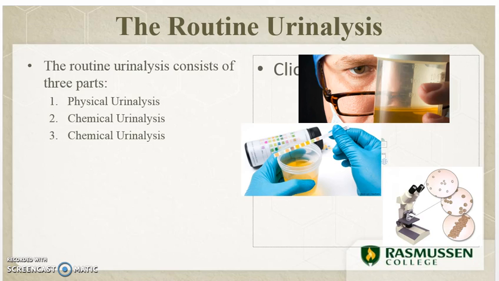It will look at the pH, protein, glucose, ketones, blood, bilirubin, urobilirubin, nitrates, leukocytes, and the specific gravity. The microscopic urinalysis will identify the type and approximate number of organisms present in the urine specimen. This piece of a urinalysis is not CLIA waived, meaning that you as a medical assistant cannot perform this. It has to be somebody who is specially trained in that. You can do a physical and a chemical urinalysis though.